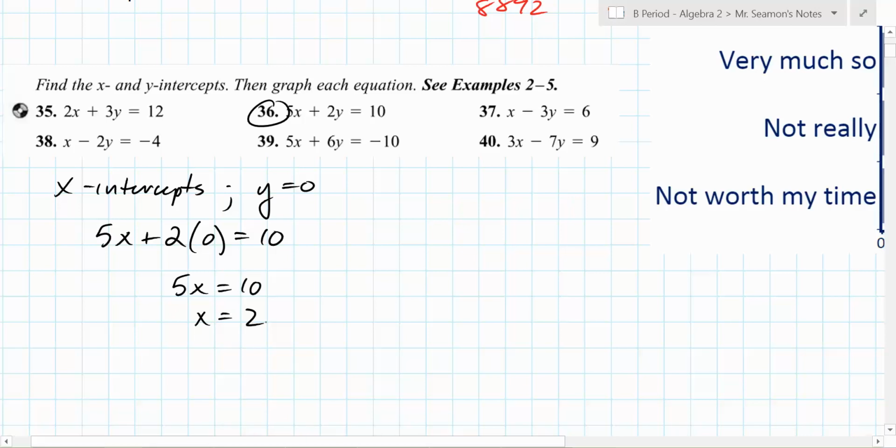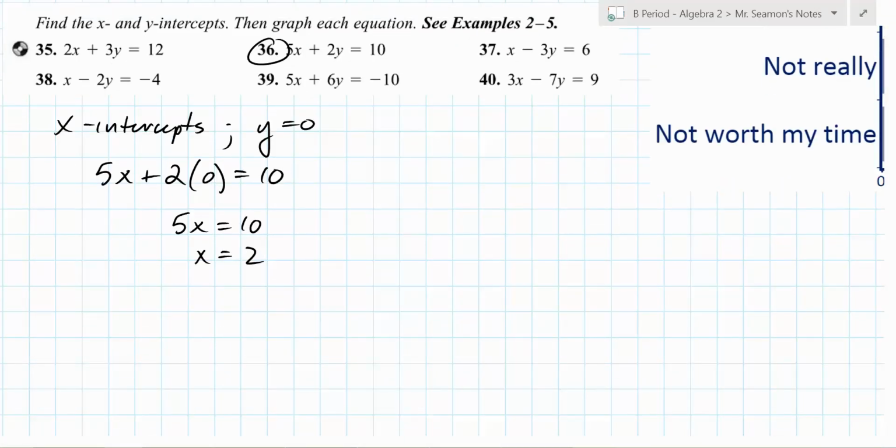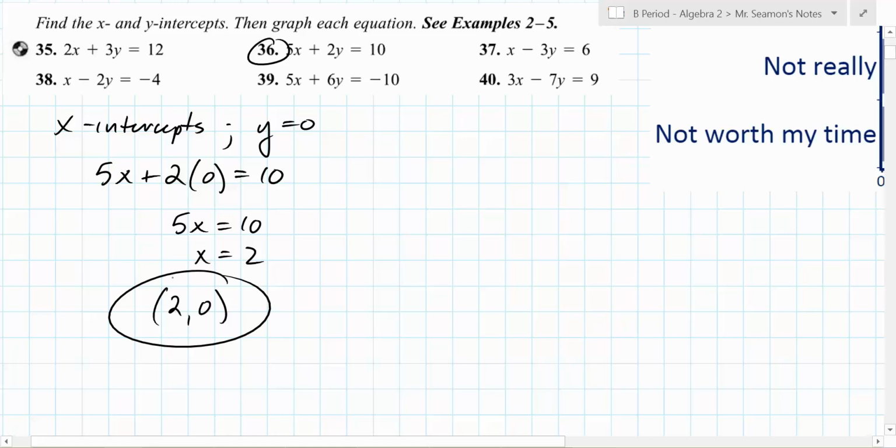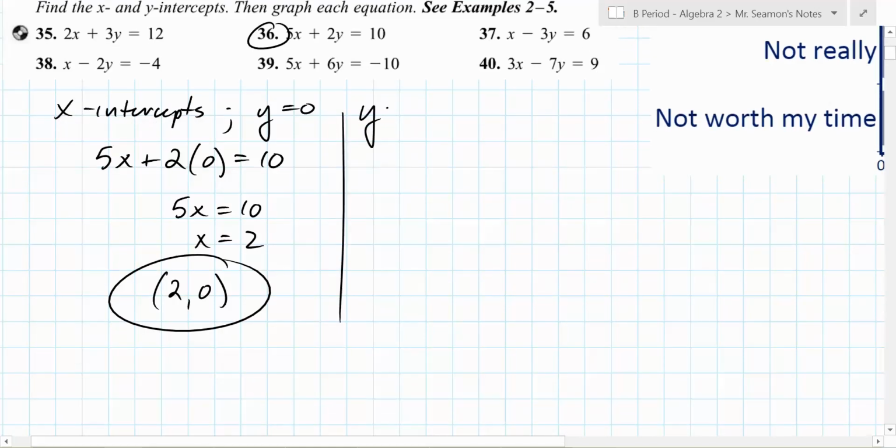2. What I would like you to get into the habit of doing is don't stop there. Write it as a point. So if I ask you for the x-intercept, the x-intercept is therefore going to be what? 2, 0. I want you to go to that, okay? So that's the x-intercept. What do you do for the y-intercept?